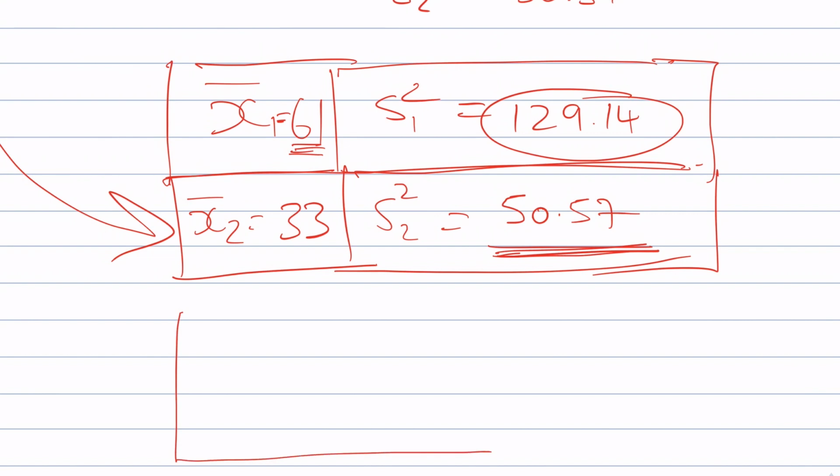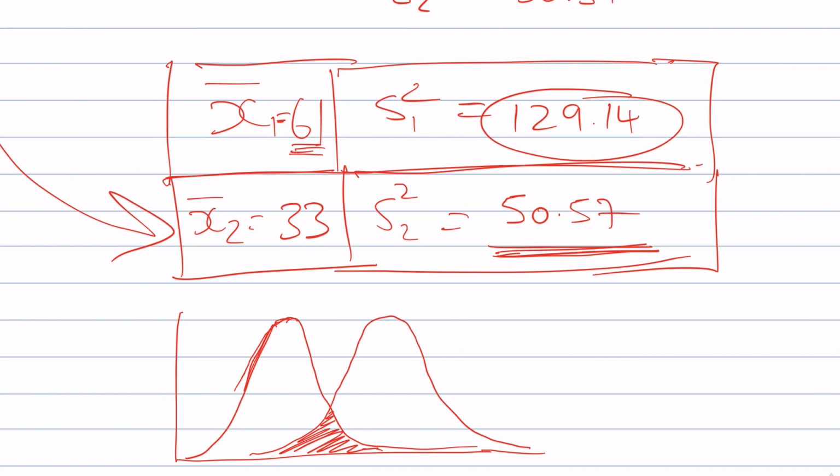If we were drawing the graphs of these, the first population would have a high average and a large spread, whereas the second population would have a lower average, but a smaller spread of the data. And what the t-test then uses is these values to compare whether these populations have a significant amount of overlap or not.